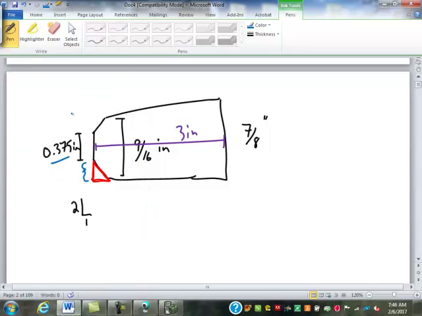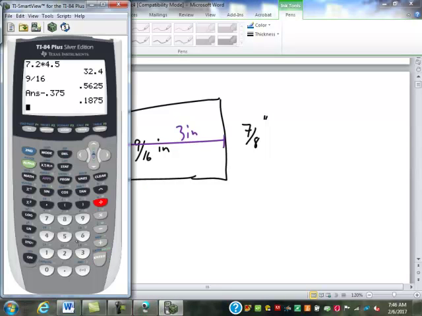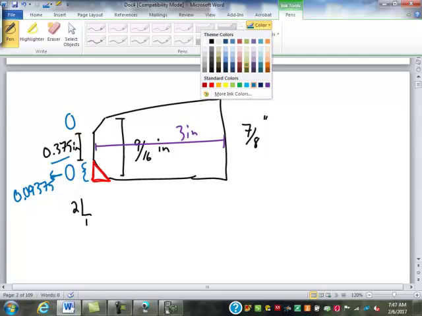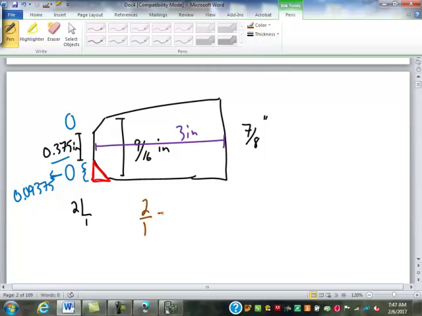That's the total difference. Well, that includes here and here. So we've got to divide that in 2. 0.09375. Is that size. Now then we set up the proportion here. We got a 2-to-1 ratio. Which one does the 0.09375 go with? The 2 or the 1? 0.09375 is right here. It's vertical.